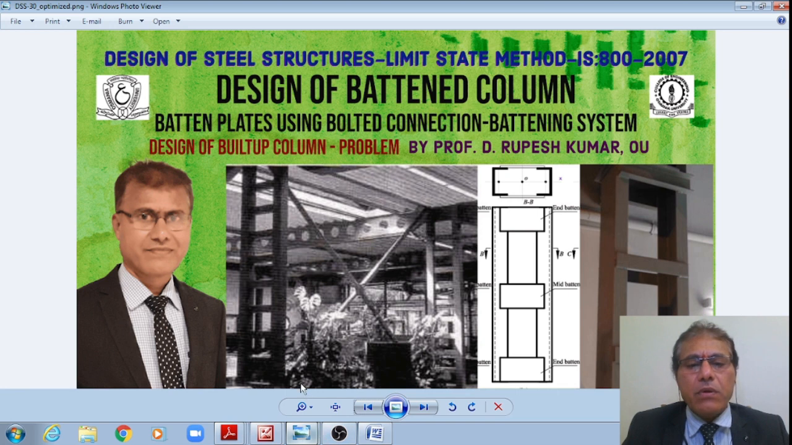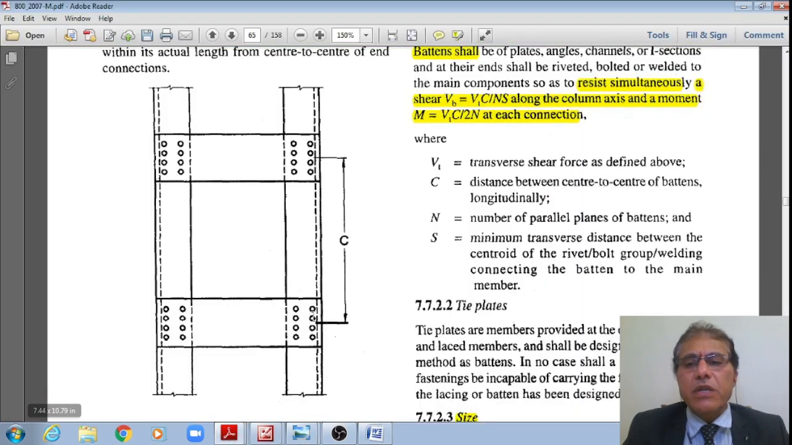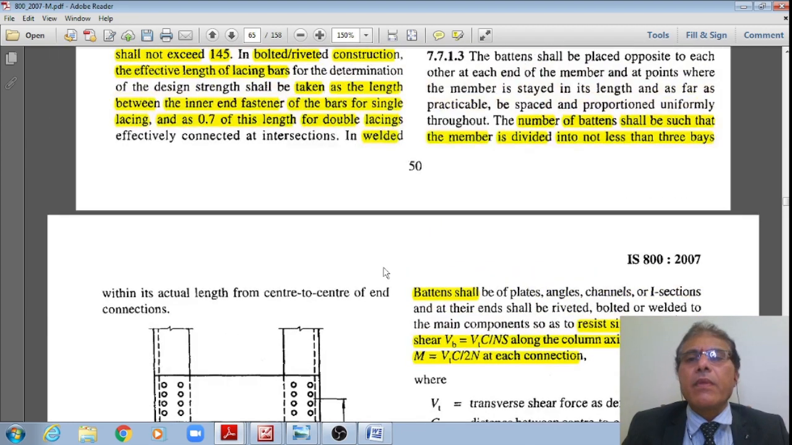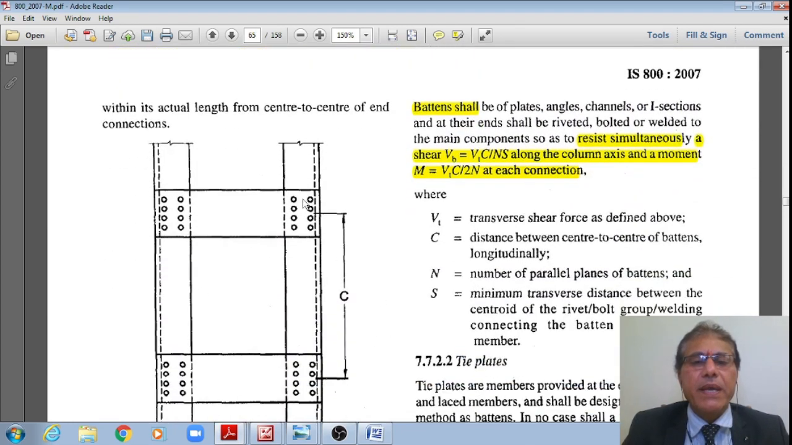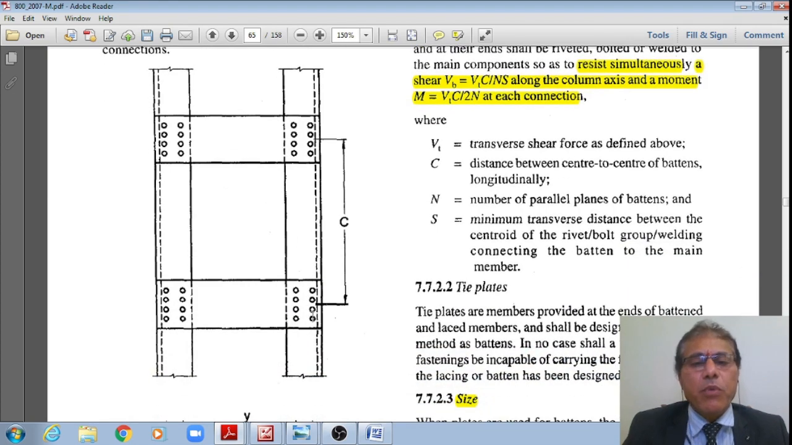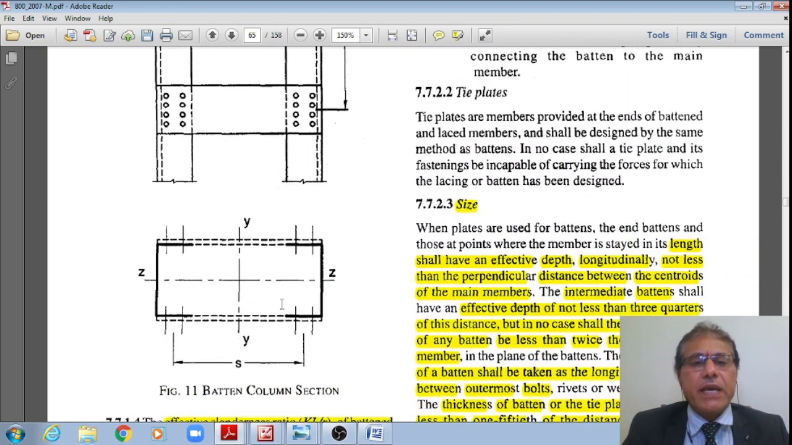There is at least 3, 1 2 3, so 3 battens should be provided so that we will have four number of bays, right? That is the Codal specification. At least divided into not less than 3 bays. Therefore, this is 1 bay. The center to center distance between the bays is denoted by capital C, from center to center distance between the bolted groups or welded connection as appropriate.